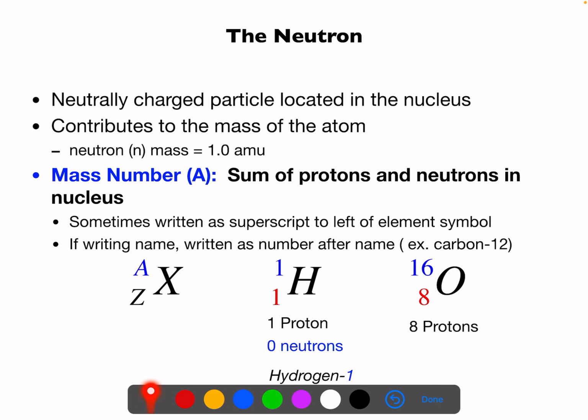In our second example, we have oxygen with 8 protons. The mass number is 16, so that must mean there's 8 neutrons. 8 plus 8 equals 16. And the name of this would be oxygen-16.